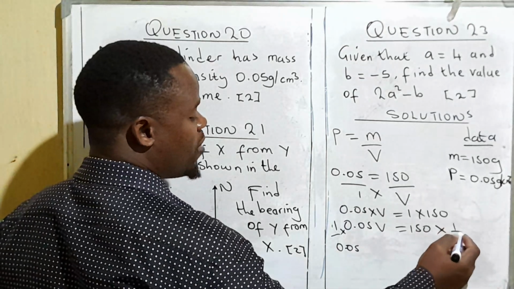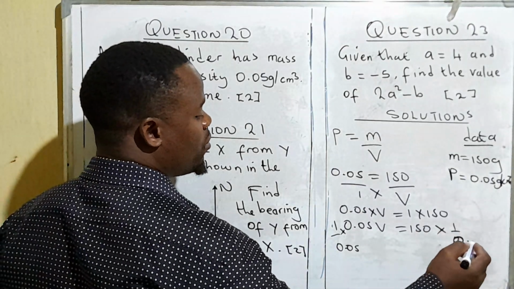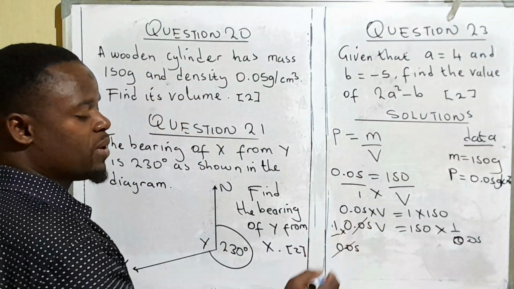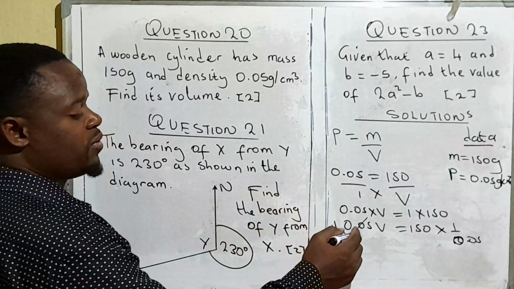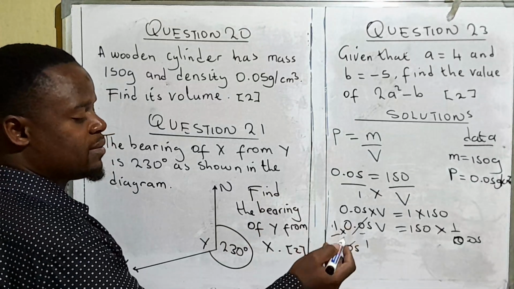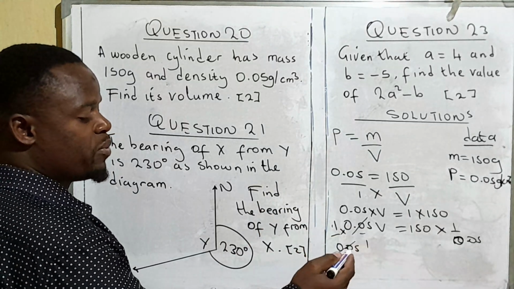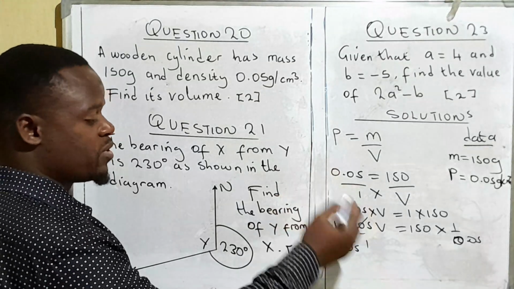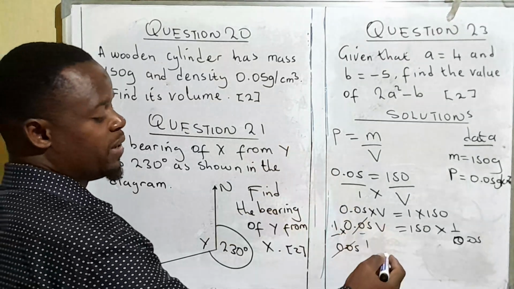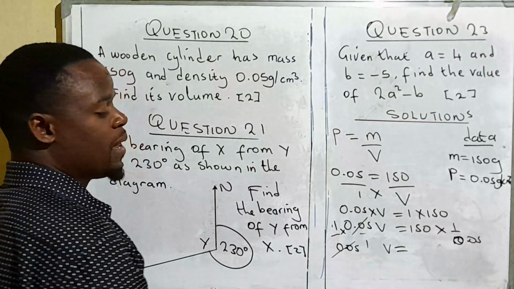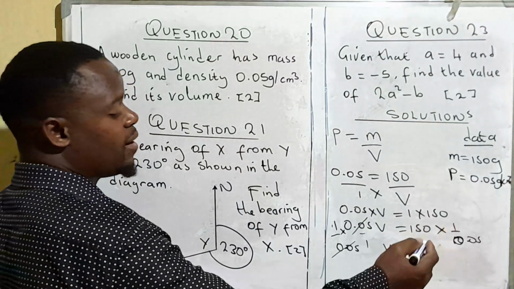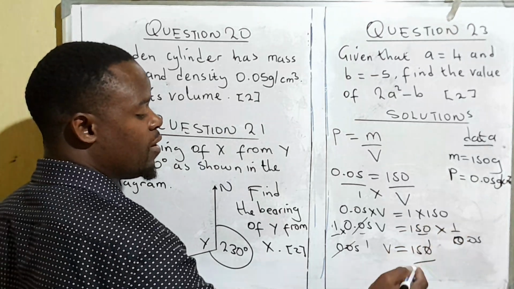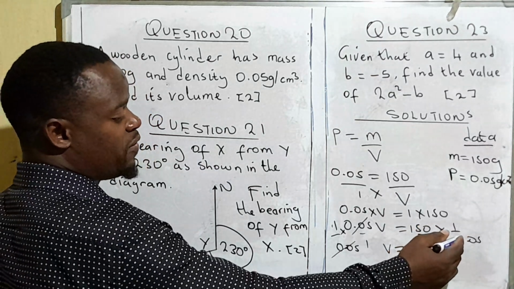That is 1 over 0.05. Okay, so this one and that one will give us 1. Introduce a 1. That by that will be 0.05. 0.05 times 1, 0.05. Then 0.05 into 0.05, that would be a 1 times V. We will end up having V, which is equal to, here we can introduce a 1, 150 times 1, that will be 150 over 0.05.